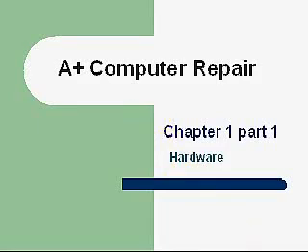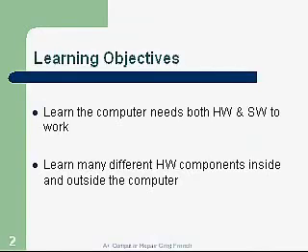Today we're going to be covering computer repair, Chapter 1, Part 1, Hardware. Learning objectives. To learn the computer needs both the hardware and software to work. It can't do anything without the software. Hardware is the physical. Software are the programs that run the hardware.